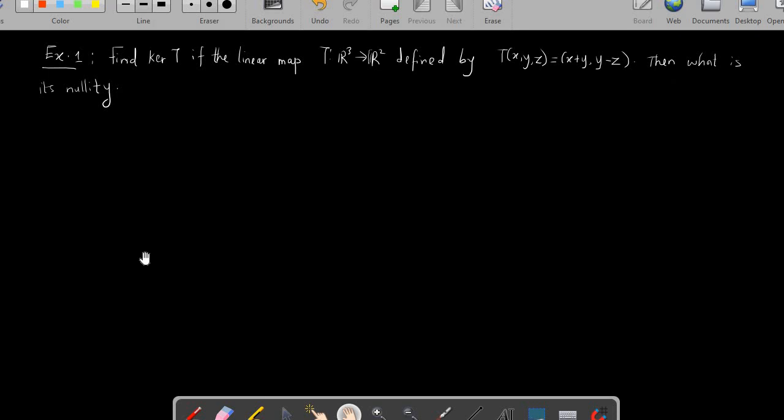Welcome back. Now we'll be solving some examples on the kernel of a linear map, so it will help you know what we're actually saying. Look at this question here. Now they say we should find the kernel of T, Ker T, if the linear map T is mapped from R3 to R2. So the vector spaces here are R3 and R2, right? And they are defined by T of x, y, z, which is x plus y and y minus z. So then what is its nullity?